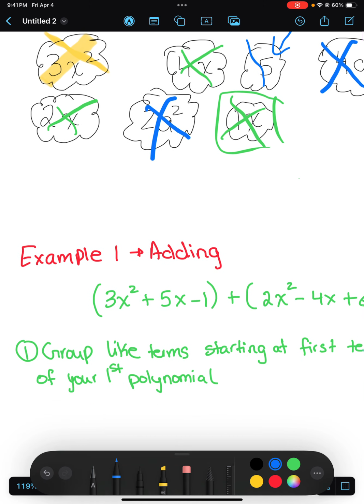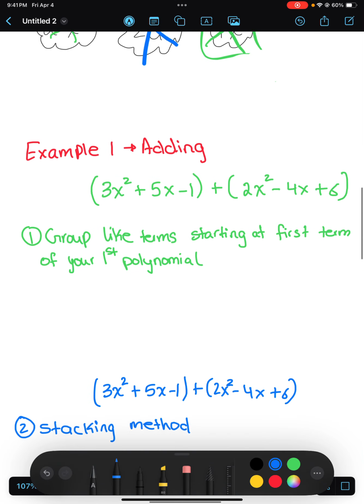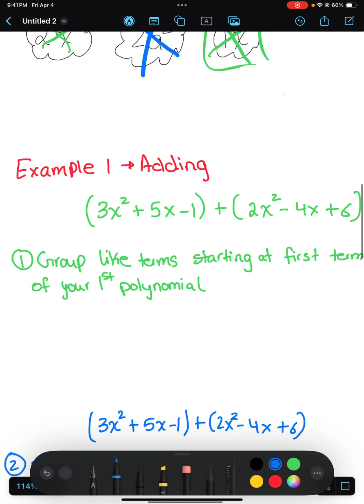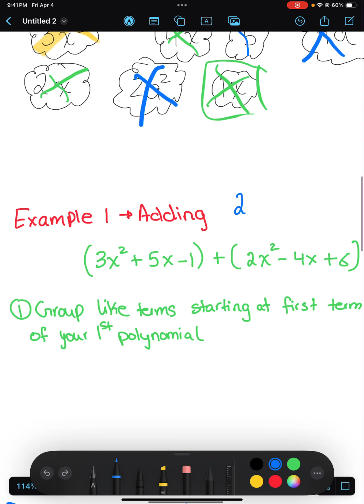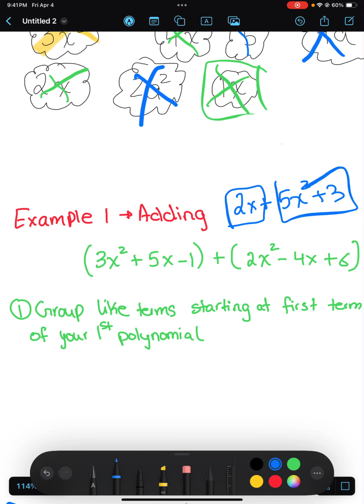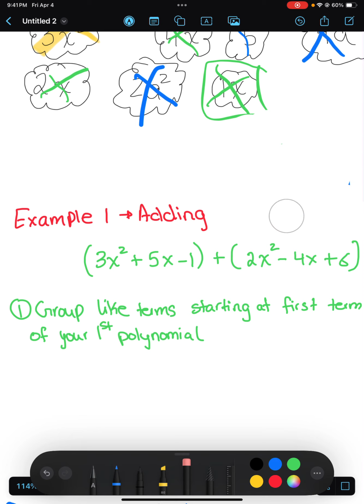Now we have more information about what like terms are and what they're not. So we are going to be looking at an example of adding polynomials. So adding polynomials can look like this. They can also be something as simple as 2x plus 5x squared plus 3, okay? So this is my first one, this is my second one. It could be as simple as this, okay? Or it could be something a little bit more complex, which would be what you see over here.